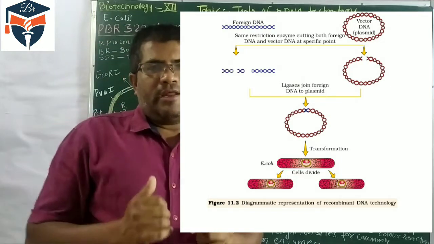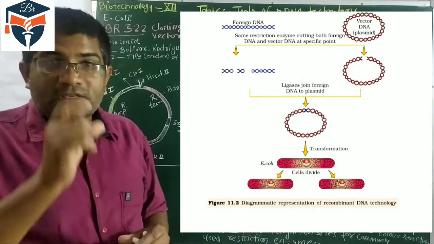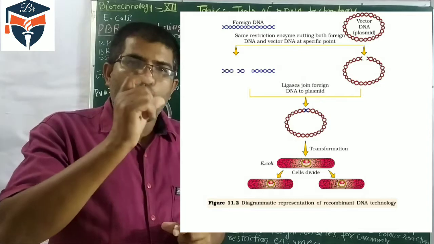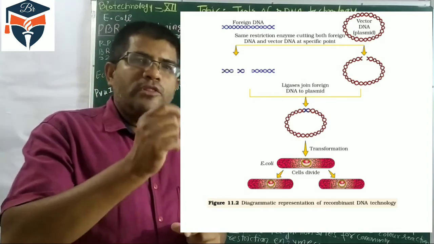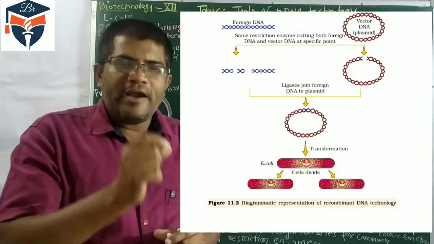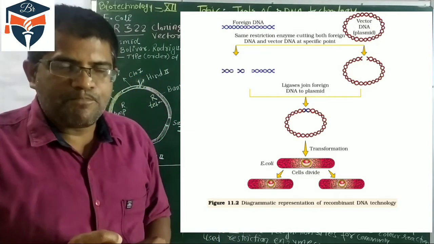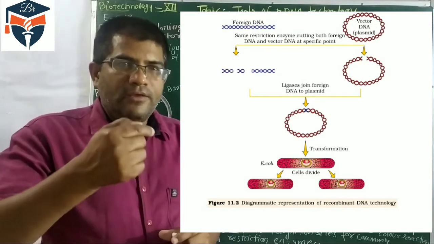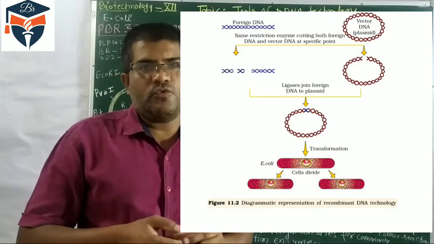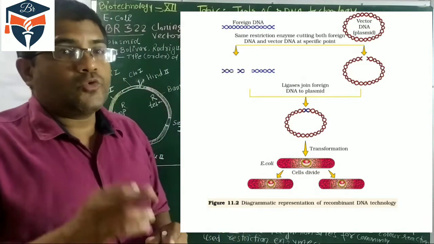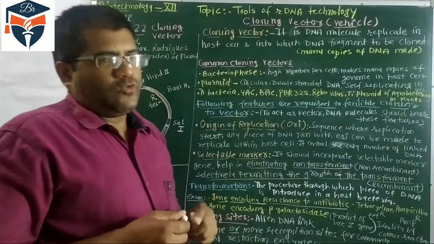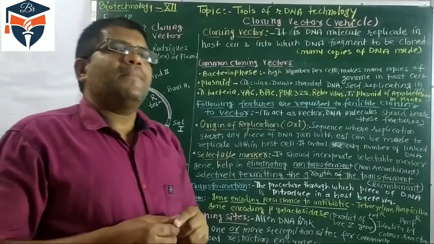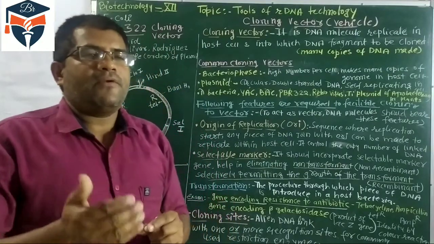In the cloning vector, the foreign DNA or alien DNA is combined with the cloning vector, and then along with the cloning vector, this desired or foreign DNA is introduced into the host cell. So it is also called the cloning vehicle.